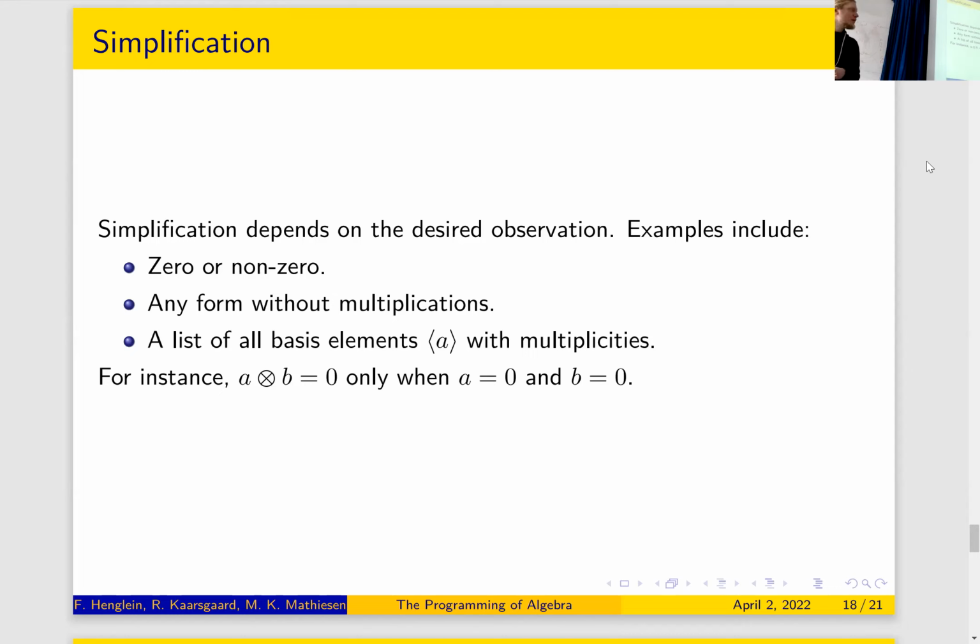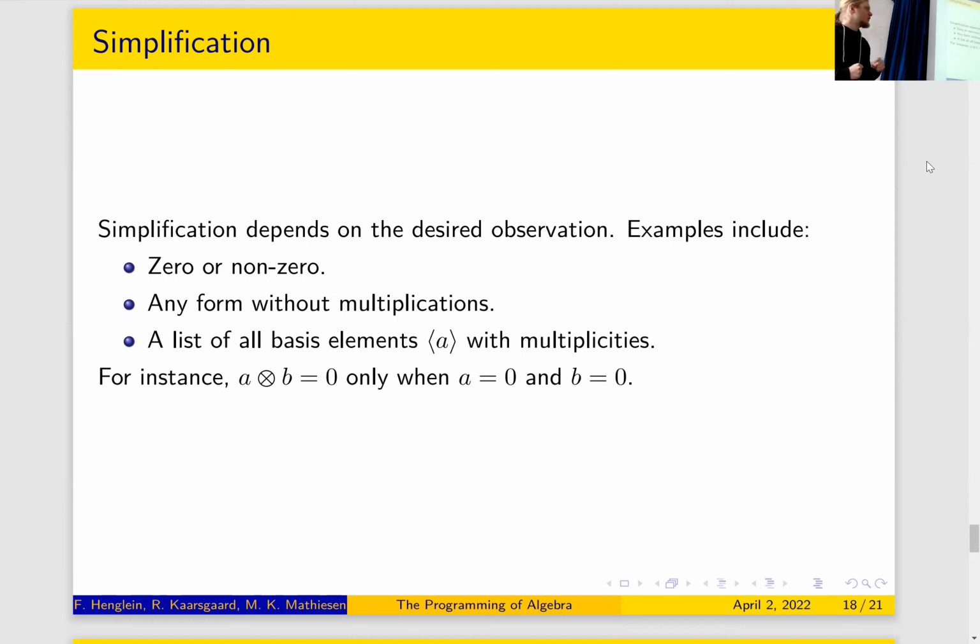In this case, if we have something that looks like A tensor B, and we want to know if that's 0, then all we have to do is check each component separately for zeroness. We don't have to materialize the full product to know whether the tensor product is 0 or not. So this is why I think it's a bad idea to separate the idea of evaluation and observation, because the kind of evaluation depends on the kind of observation that you're doing.